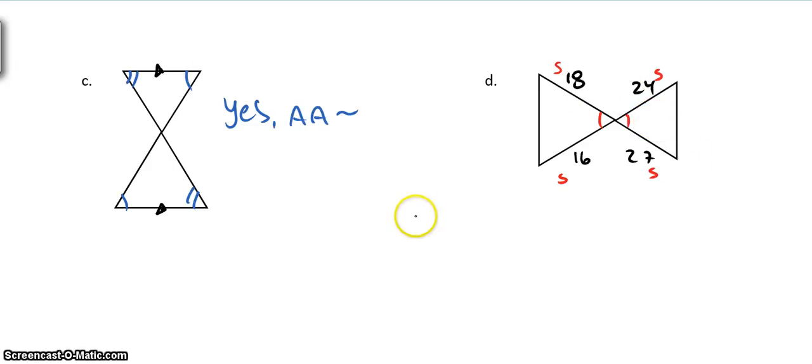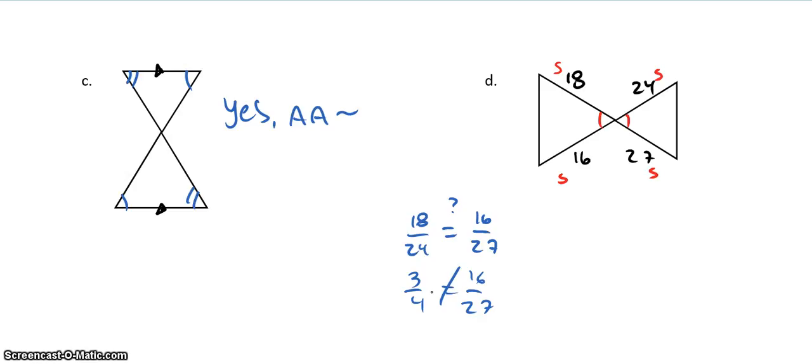So let's go top with top. So does 18 over 24 equal 16 over 27? Well, this reduces to 3 over 4, and this one, 16 over 27, doesn't reduce. Those two are not equal. So you would be quick to think to say, hey, whoa, back up. These aren't similar. But you got to be careful.